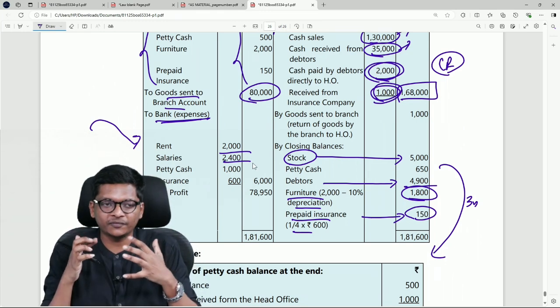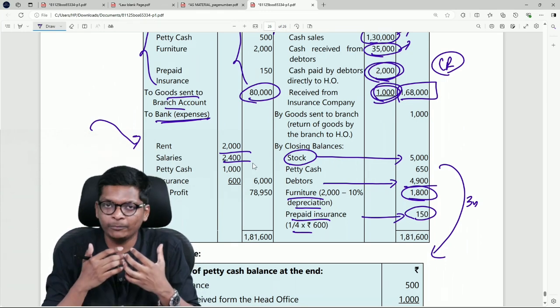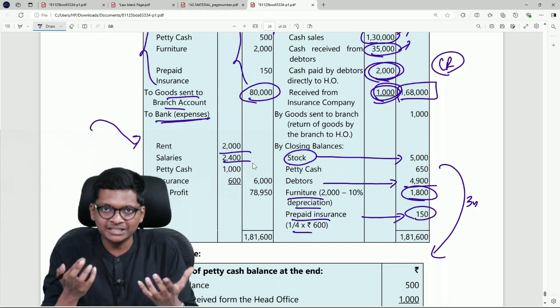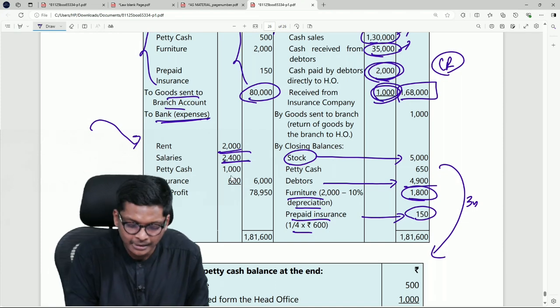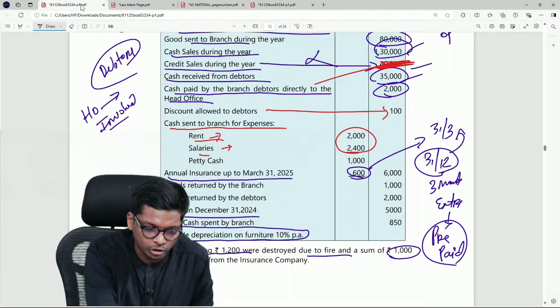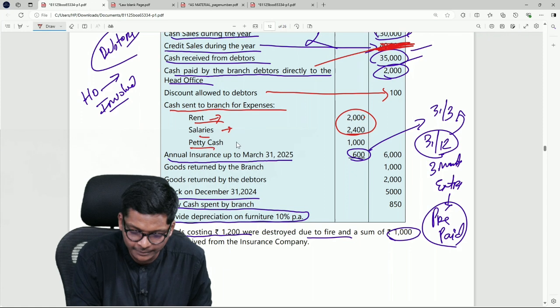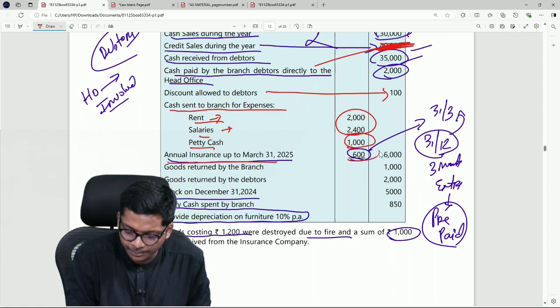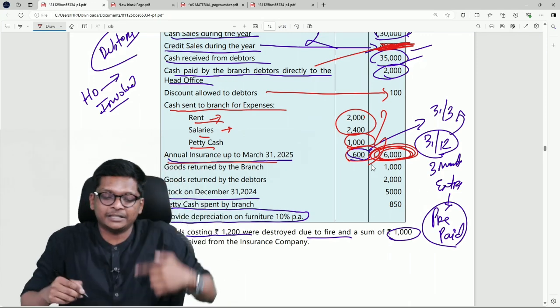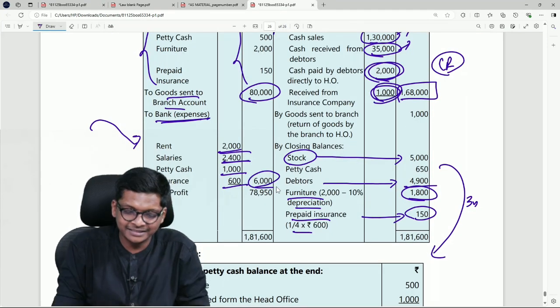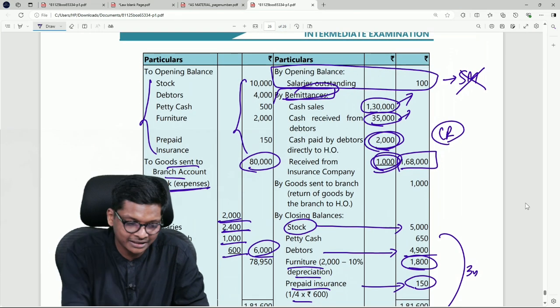Do not watch this if you are just studying branch for the first time, you will get confused. Only if you know the chapter, look at this. Rent 2000, salaries 2400, petty cash 1000 came, insurance also they paid 600. So petty cash 1000, insurance I paid 600. This is the total expense 6000 which the head office sent to the branch, which I am putting as an expense over here.